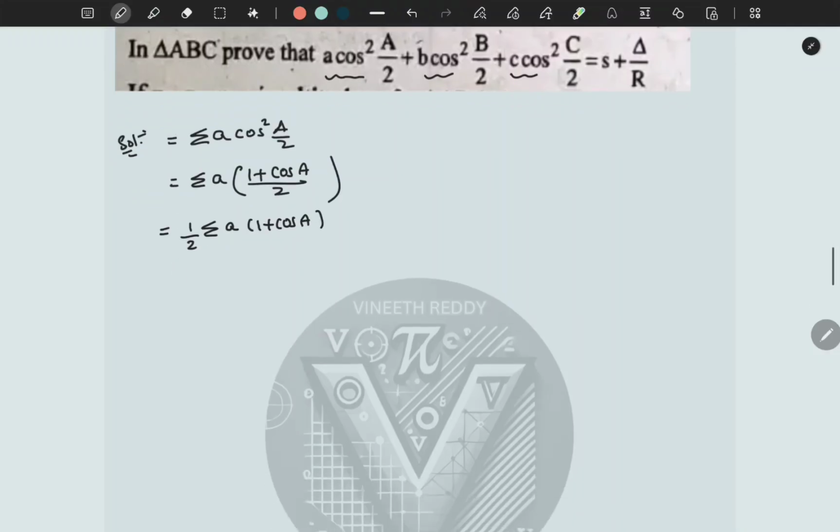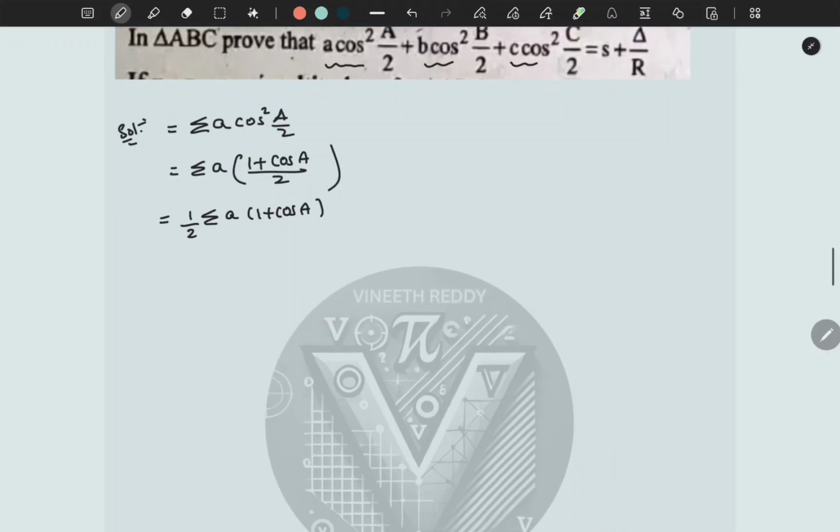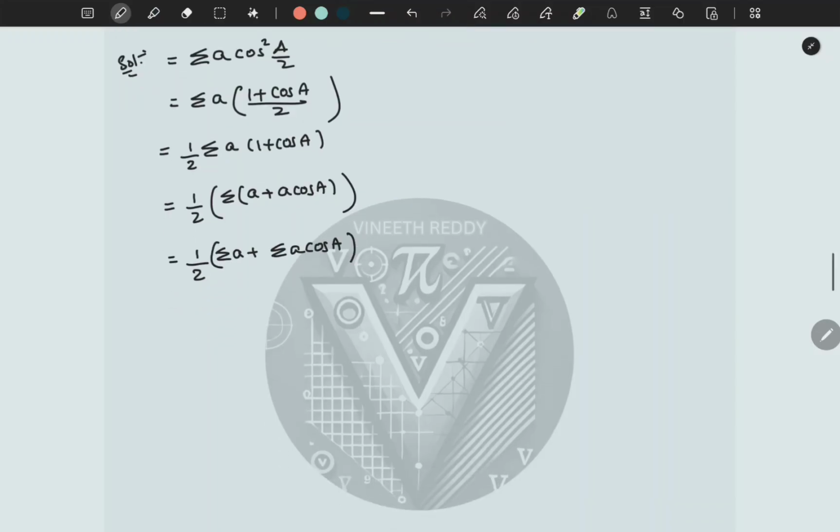Right? Now, we will be writing cos square A by 2 as 1 plus cos A divided by 2. I hope this step should be clear, dear students, because 1 plus cos A is 2 cos square A by 2. Can we take this 2 outside? So we can write this as 1 by 2 sigma a into 1 plus cos A. Hope this is clear, right? Now we can write this as 1 by 2 into, now take a inside, we can write this as sigma times a plus a cos A, right? We can write this as 1 by 2 into sigma a plus sigma a cos A. Till here I think it should be clear, students.